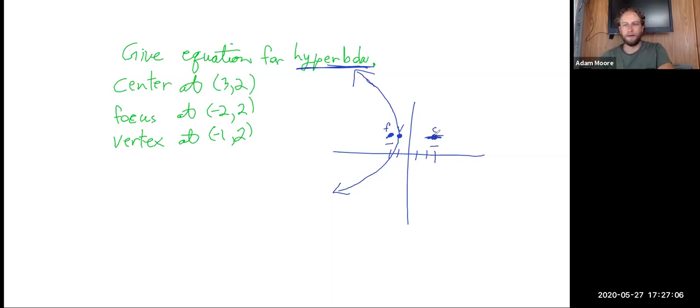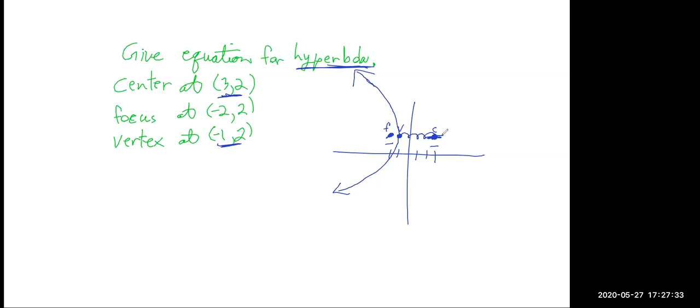So this is the center, it's in the middle. And we'll just see how many steps over we needed to go to get to that vertex. Help me figure that out. The center was at 3, 2. The vertex is at -1, 2. How many steps is that from 3 over to -1? Is that 4 steps to the left? That sounds about right. Yes. Okay, cool. All right, so we got 4 steps.